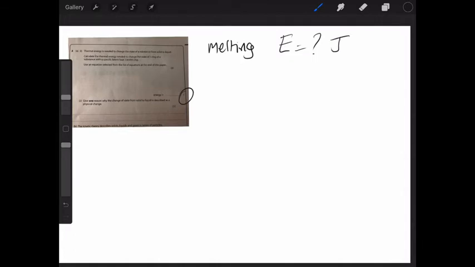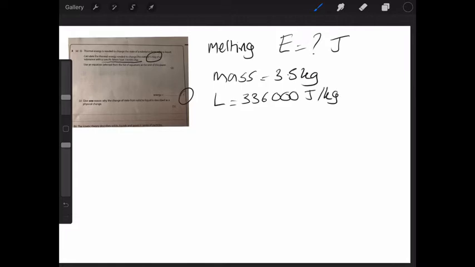I'm looking to change the state of a mass of 3.5 kilograms. So that in the question is in standard units, which is great. Makes it nice and easy for me. The substance has a specific latent heat, specific latent heat of a value in standard units again. Perfect. So they're giving us the clue that we need to use an equation from the formula sheet.